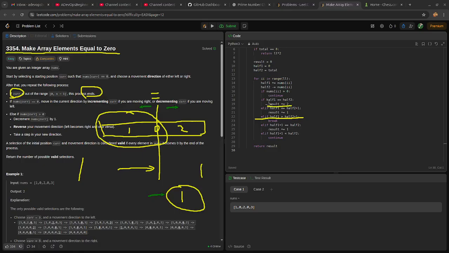So this means 2 directions, 1 direction, 1 direction. That's how we calculate the possibilities, or the possible options.